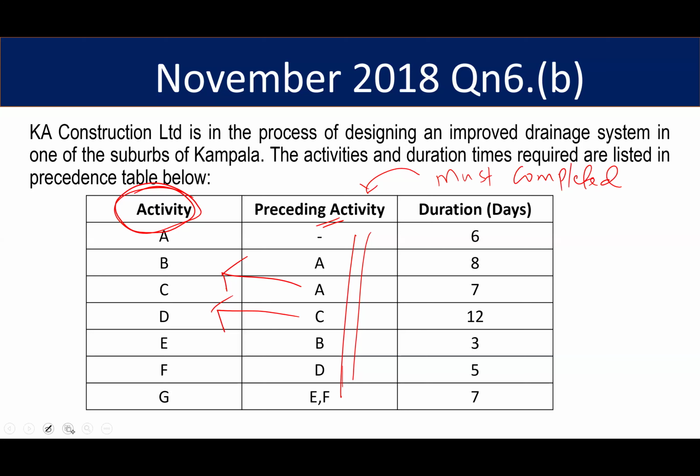For instance, as you can see, activity A does not have a preceding activity. So you can already start with activity A. Then activity B and C can only be started if activity A has been completed. You see that?